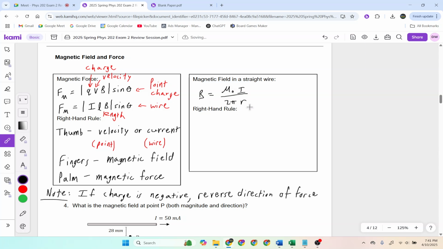So here's the equation. I think all these variables are straightforward. Well, maybe not mu naught. Mu naught is 4 pi times 10 to the minus 7. It's a constant. It will be given on the equation sheet, so don't worry.